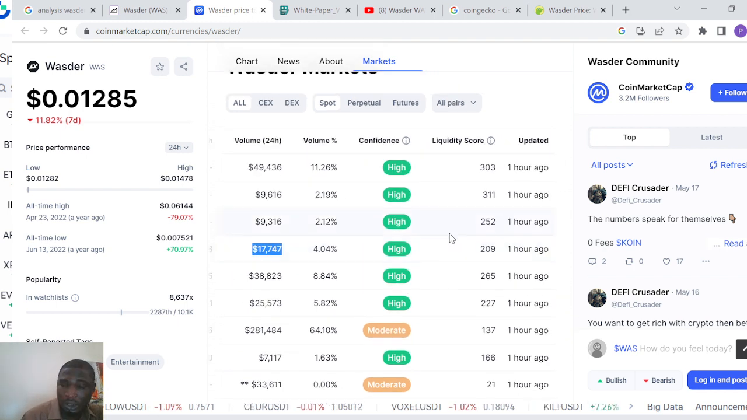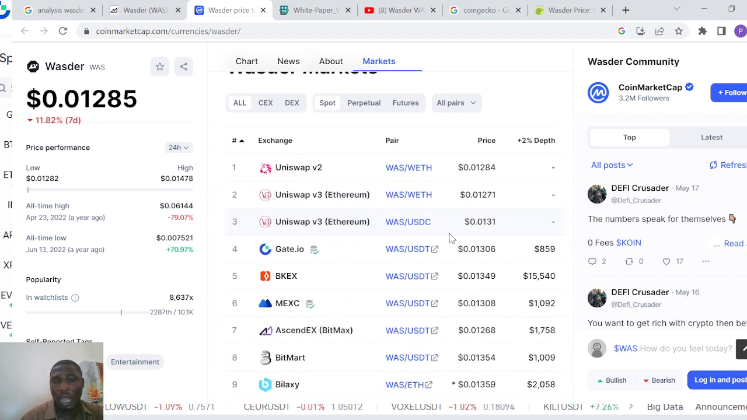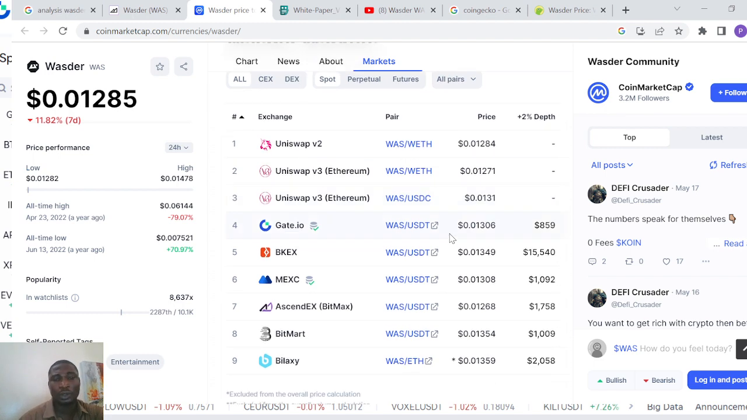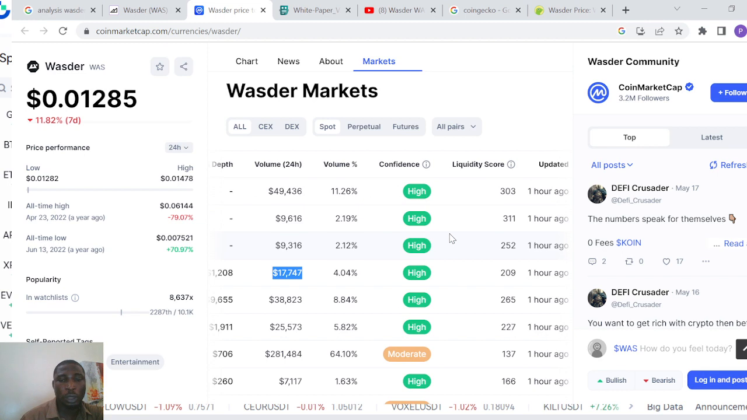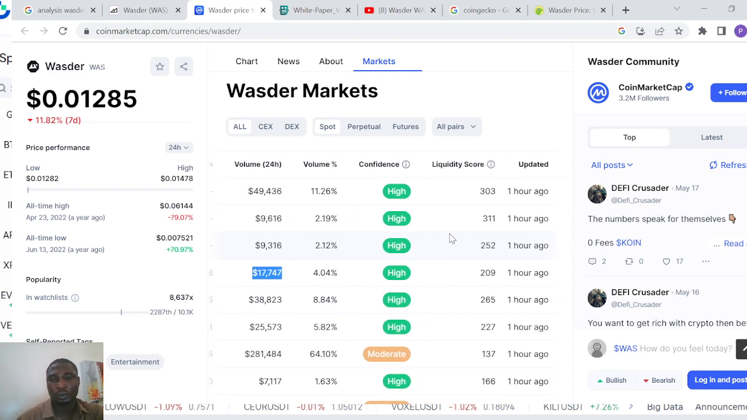This is a good sign about this token, and we also have it on Uniswap, on the Ethereum blockchain and all that. So all these are important points we need to know when talking about this token. What do we need to know? How can we go about the liquidity score? You can see the liquidity score here.